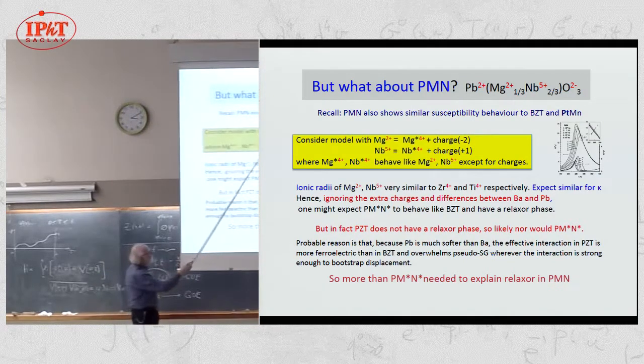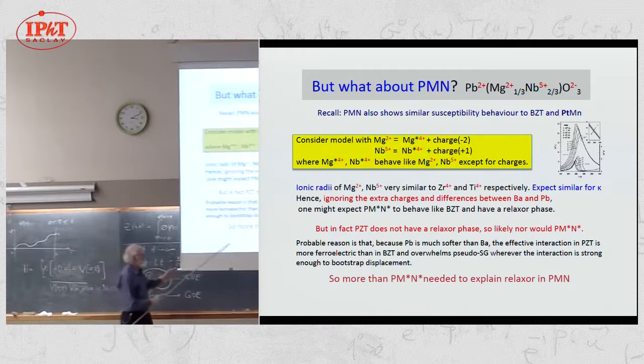this other thing wouldn't. The reason why I think about this is that my first thinking on this particular system was that it would behave like BZT and would consequently have a relaxor phase. It doesn't, and the reason is almost certainly because lead is a much softer material than barium. The kappa values are very different, and the effective interaction in this one is actually ferroelectric, more ferroelectric than in BZT, and overwhelms the pseudo spin glass wherever the interaction is strong enough to bootstrap displacement.